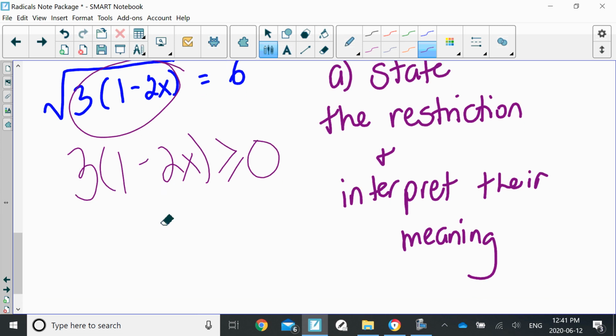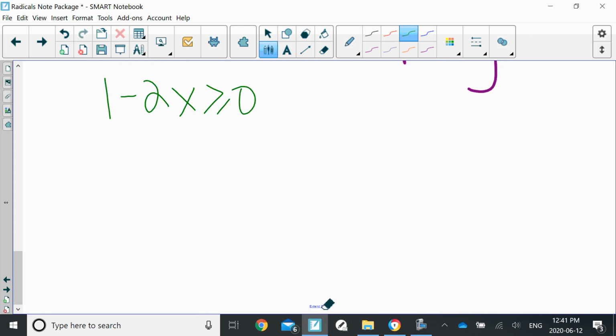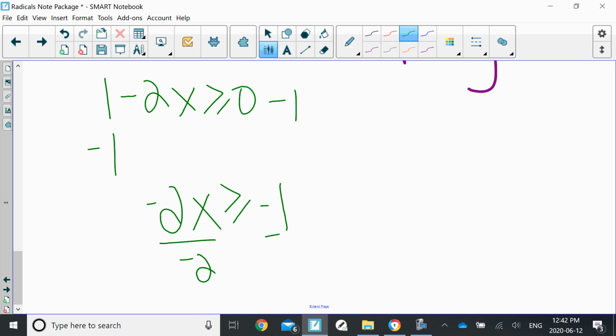Or another way that we could have done this is I could just divide this side by 3 and divide this side by 3. We get the same answer at the end. And then I would get 1 minus 2x greater than or equal to 0. From here, what would I get? Subtract 1 from both sides. -2x is greater than or equal to -1. Divide both sides by -2. And I would get x is less than or equal to, so flip your inequality sign, 1/2.